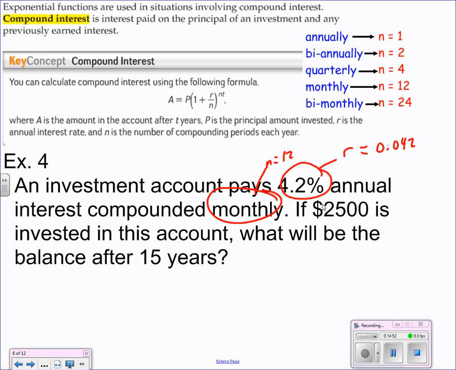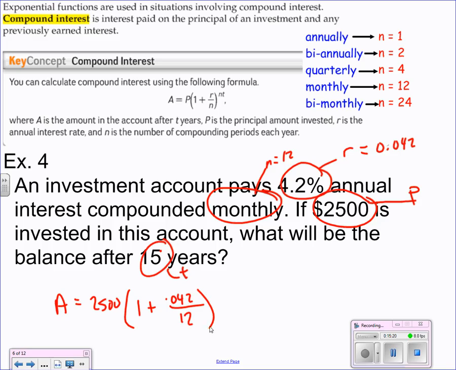And then it says 2,500 is invested in this account, so that's your principal. What will be the balance after 15 years? So this is T. So A is equal to my initial, which is 2,500, times 1 plus my rate as a decimal, 0.042 over n, which was 12, to the power of 12 times 15, because t is 15.